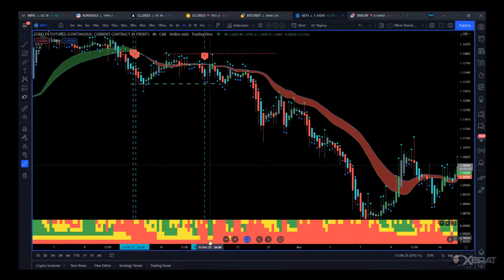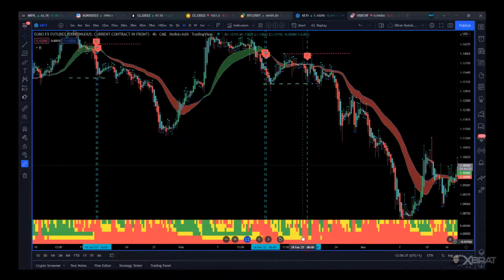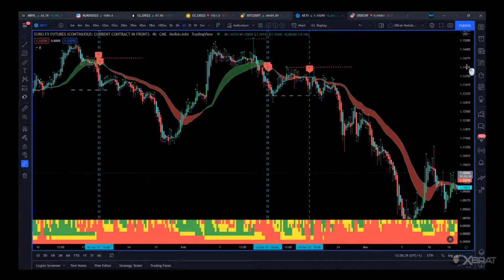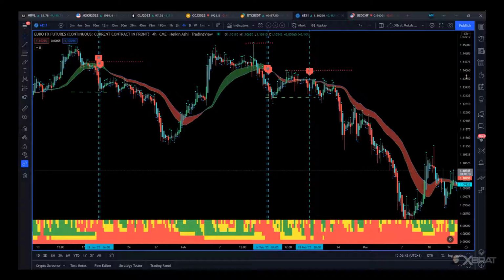1,000 ticks in 2 months, swing trading those 6E futures, those Euro futures, using the xBratAlgo, the BIAS Depth Heatmap, and the manager.